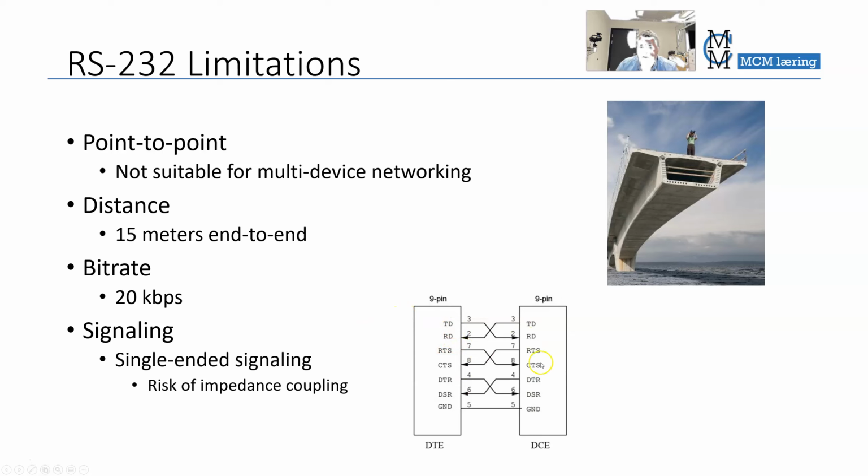So here is what the pins in an RS232 connection are used for, and you have transmit data, which goes to receive data on the other side. Transmit here goes to receive here. Request to send, and it's replied with a clear to send. Data terminal ready, and data set ready, and ground. So you have all this extra information here, which is really not necessary in modern communication.